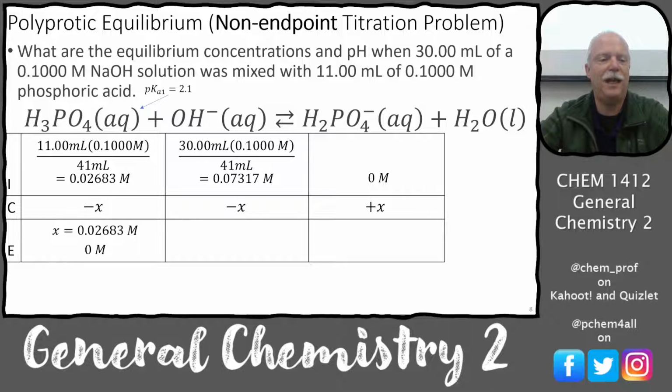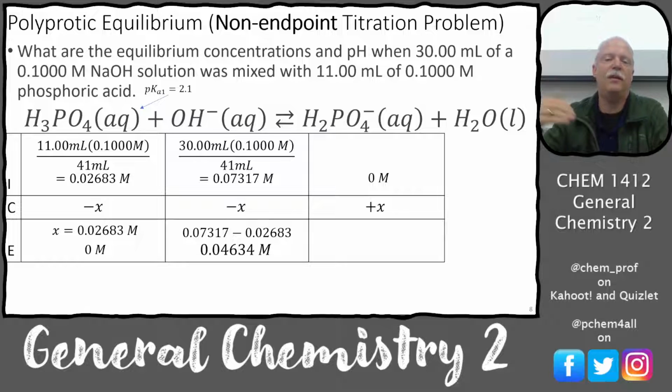And so that means that X is 0.02683. And so we're going to subtract that from the 0.07. And so now we still have hydroxide left over. We have 0.04634 moles of sodium hydroxide per liter solution. And then X is 0.026, and so that's going to show up as the H2PO4.